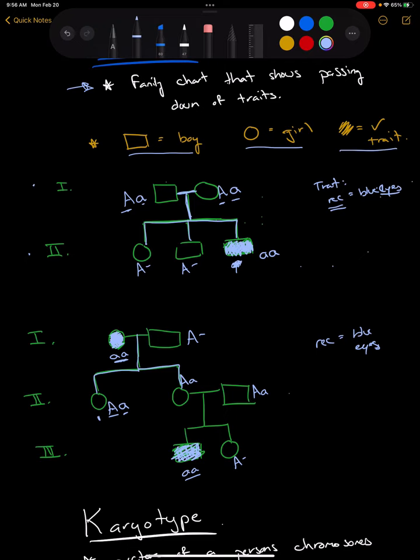But that's really how you interpret pedigrees. It's just like doing Punnett squares without the Punnett square. You just kind of start looking to see who has the trait and then figuring out where that trait got passed down.